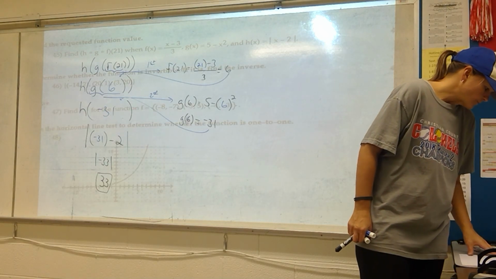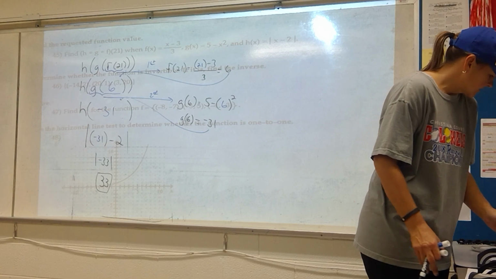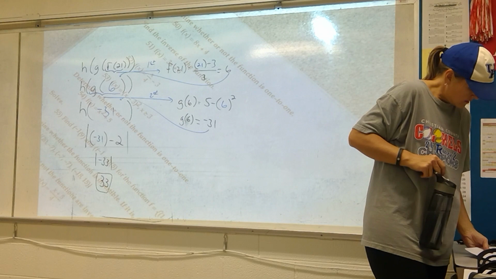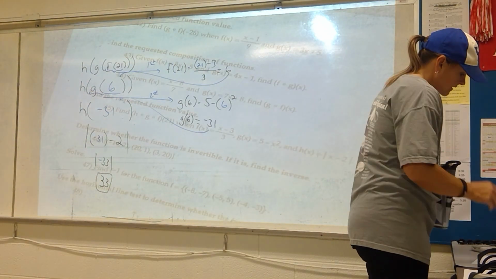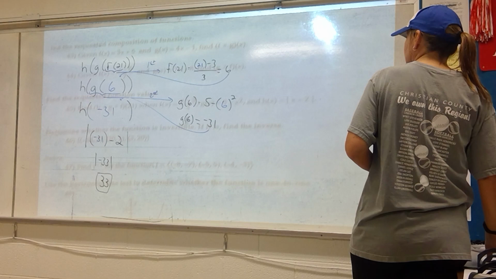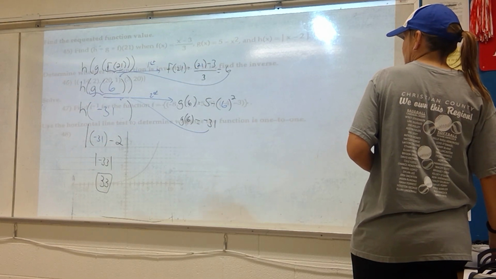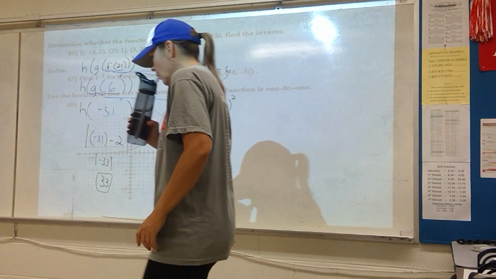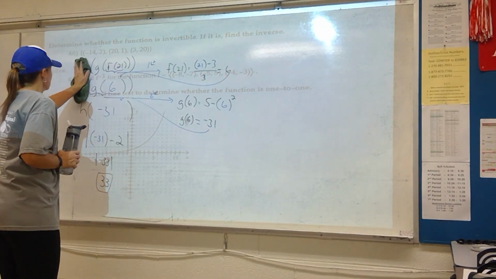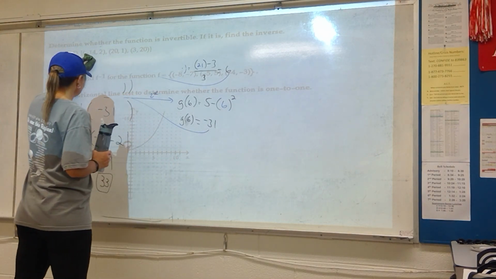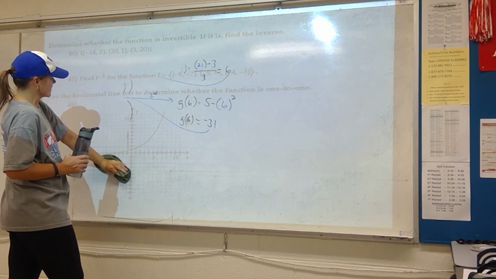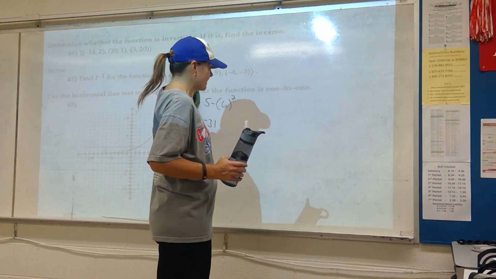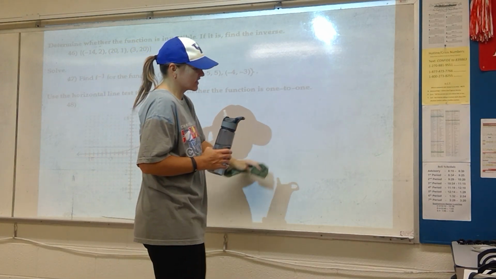Okay. I noticed the next problems, 46 through 50, talk about the inverse and whether the inverse is a function, maybe, stuff like that. So let's talk about it. On 46, she gives you a set of ordered pairs. There are no other ordered pairs beyond those three. And she says, determine whether the function is invertible. That means, can you find the inverse of it? If it is, find the inverse.